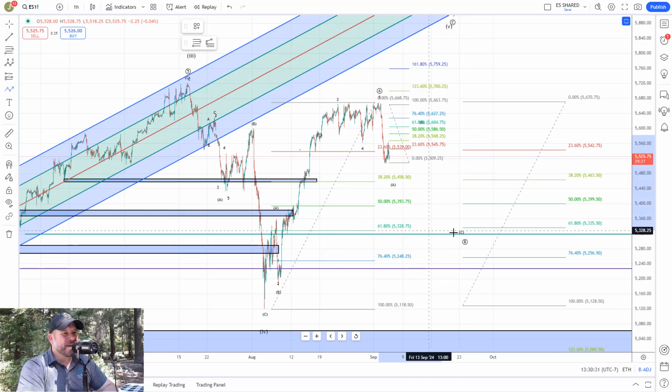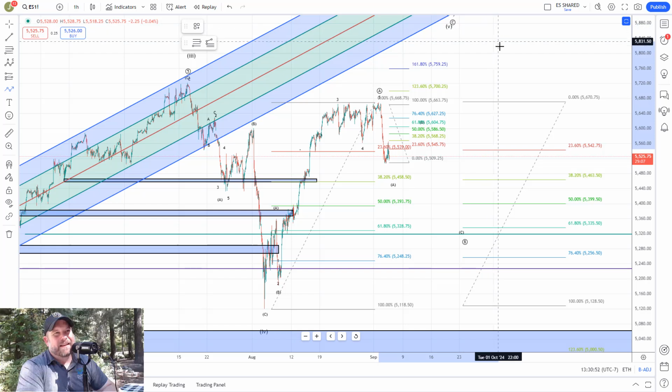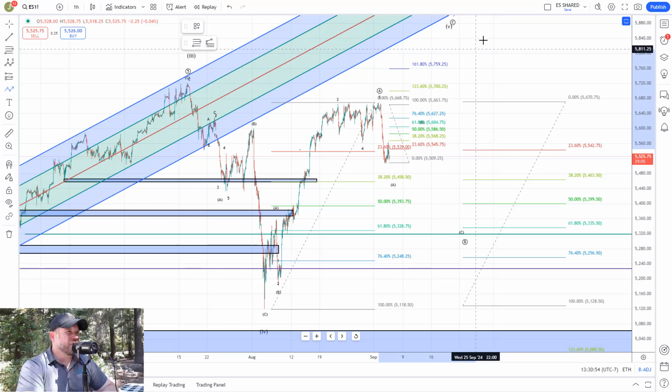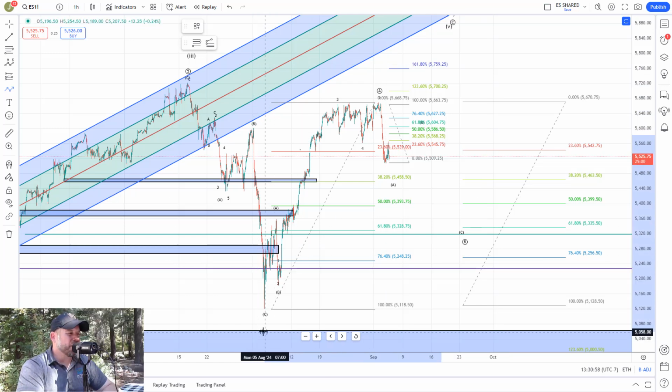in C of B toward 5335 to 5400 in that 618 to 50% retrace zone, back to test this breakout area that we've been talking about, this blue box at the lower end or at the middle here of the chart for that deeper B wave. So they come down, test that, and then we look for them to move higher into this C wave up around the 5800 to 5850 area to complete a bigger wave 5 off of this wave 4 low down here.